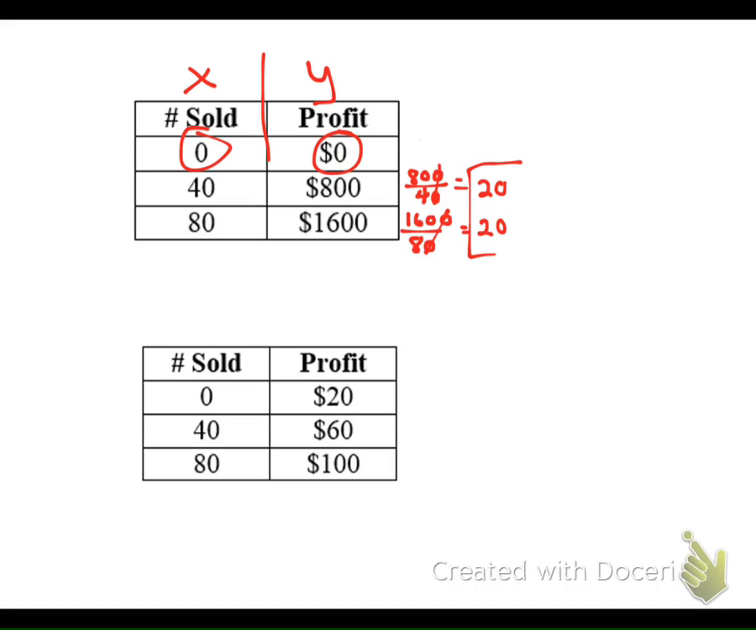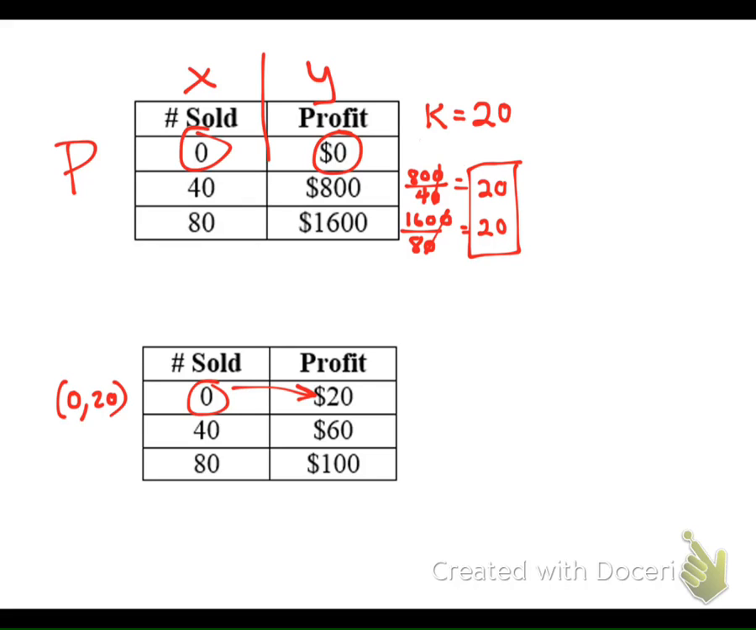And so since both of these are 20, this means that my constant of proportionality is 20 because my unit rate stays the same. So when that unit rate is the same the whole way, that is going to mean that this is a proportional relationship. So this first one is proportional. Well, let's see what a non-proportional would look like. First off, since I see a 0 and it's not paired up with a 0, that tells me that this would be the point 0, 20.